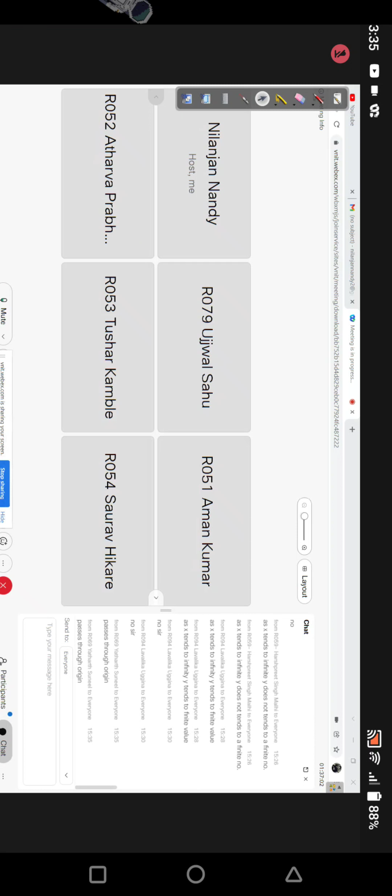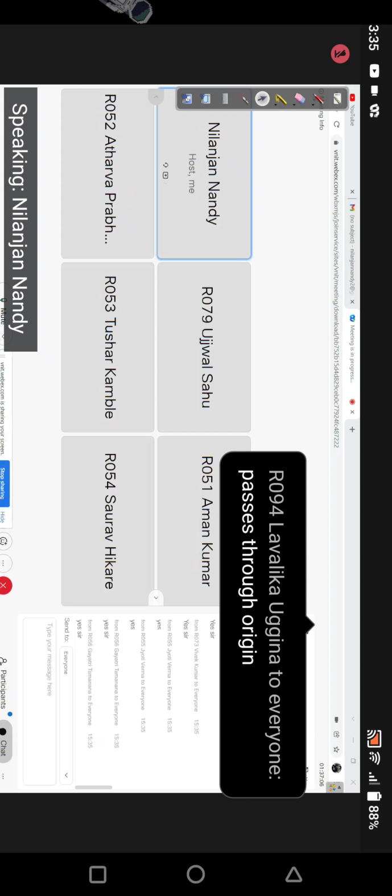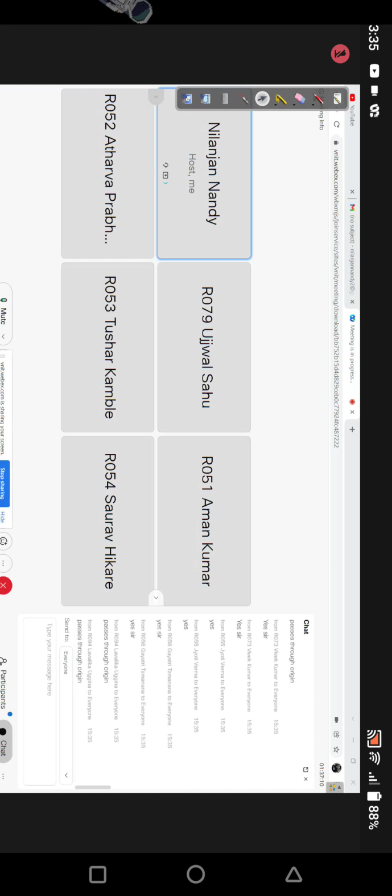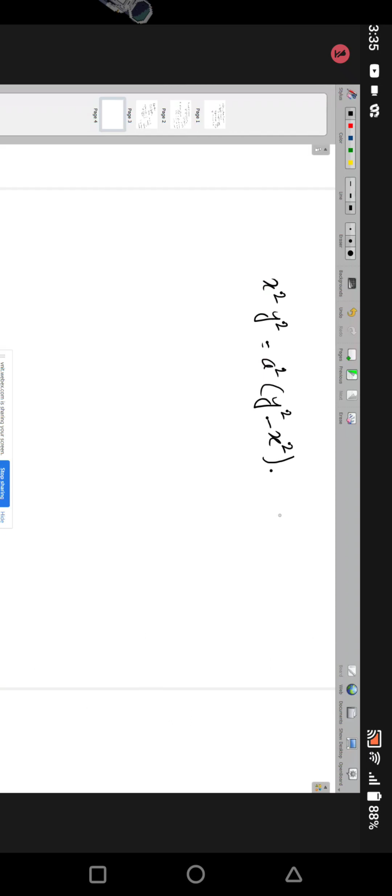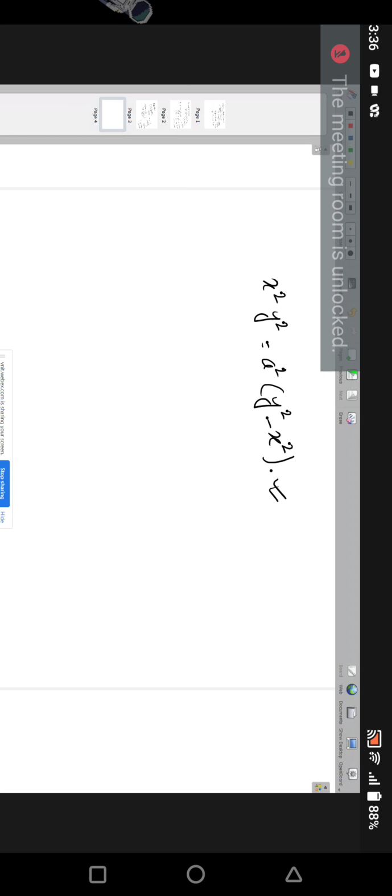Yes, it passes through origin. And any other point except origin from which the curve passes through? Any other points? If you put x equals to 0, you are getting y equal to 0. So eventually if you put y equal to 0, you are also getting x equal to 0. So basically there is no other point except origin. So the first observation about this curve is passing through origin. So the first observation is complete.